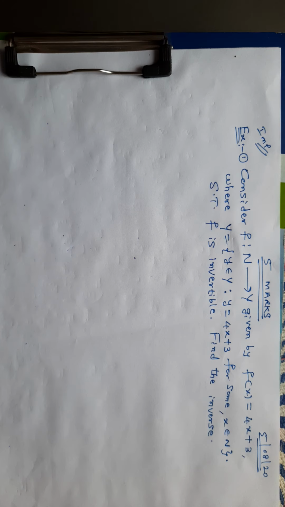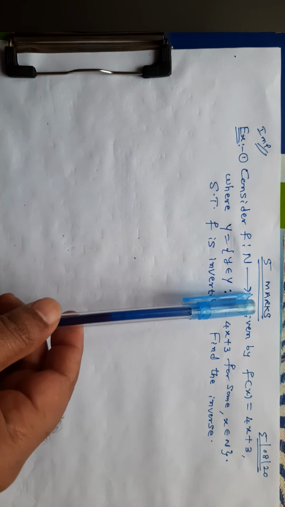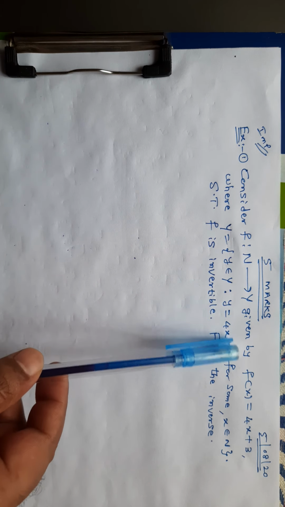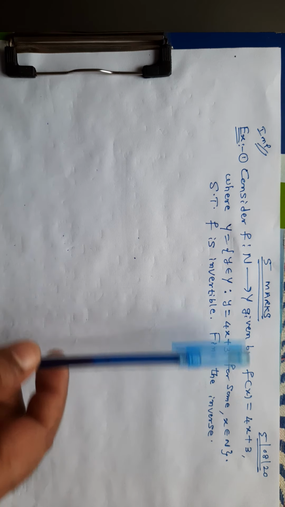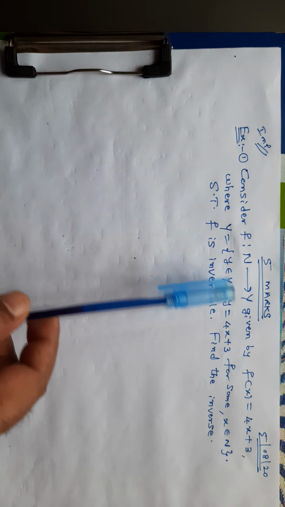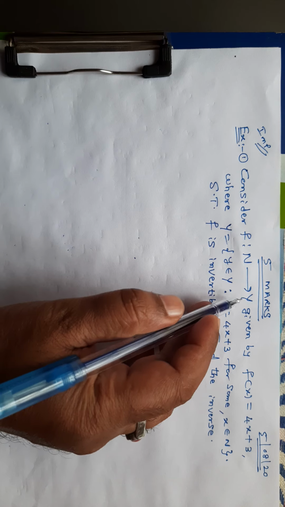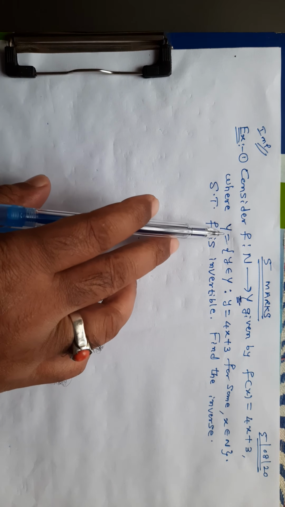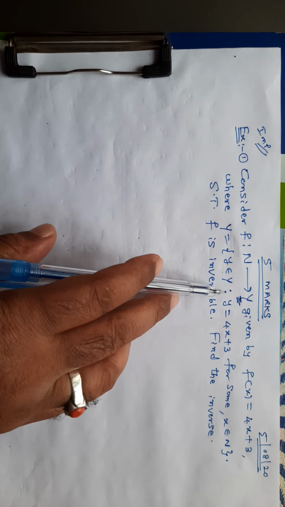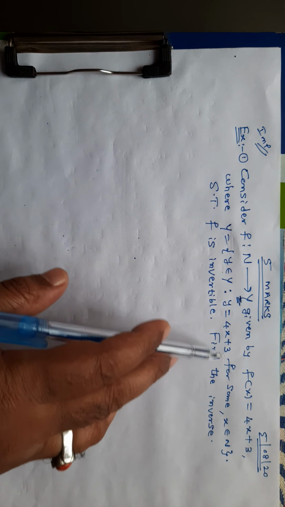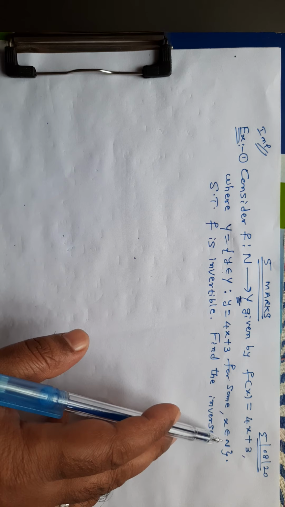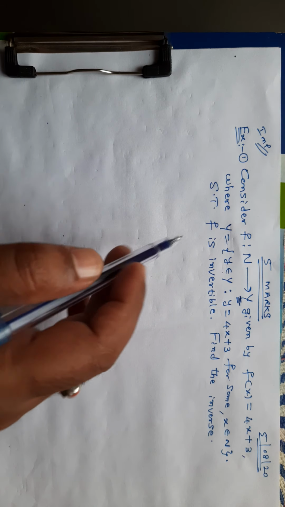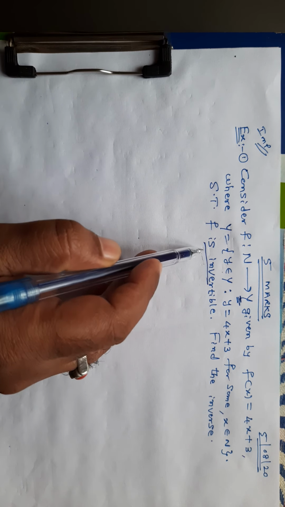The problem is: consider f from N to Y given by f of x equals 4x plus 3, where Y is the codomain, defined as some element y belonging to Y such that y is equal to 4x plus 3 for some x belonging to N, natural numbers. The question is: show that f is invertible.